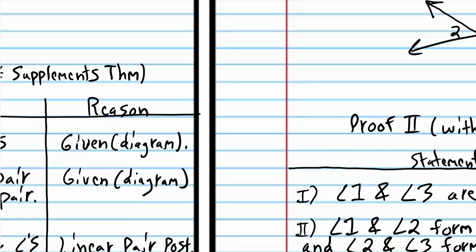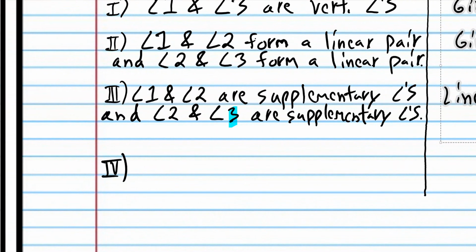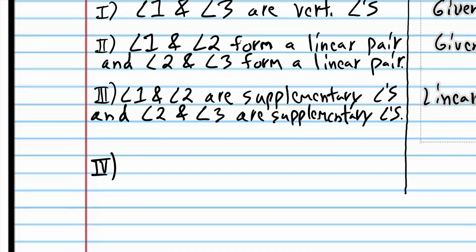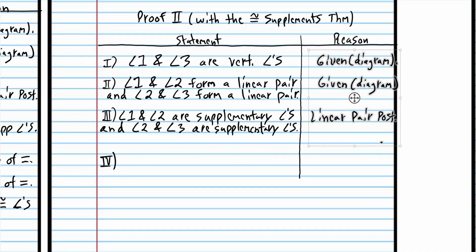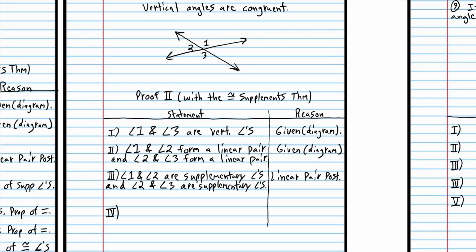All right, so we have 2 angles. I'm sorry, I don't know why it keeps doing that. We have 2 angles, angle 1 and angle 3, that are both supplementary to the same angle, angle 2. So because they're supplementary to the same angle, they must be congruent. That's the Congruent Supplements Theorem.